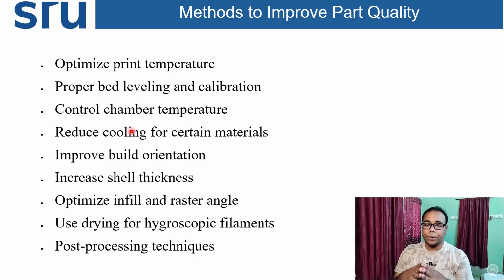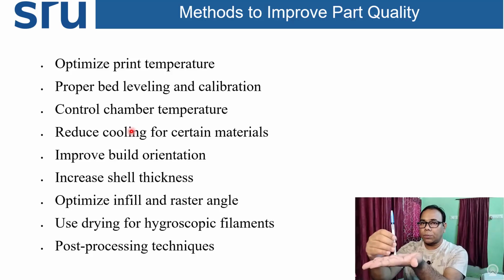Similarly, improve the build orientation. Earlier we discussed that building can be done in the Z direction, layer upon layer, for a certain product. Suppose you can print this pen in the vertical direction. This is one printing orientation. Suppose this is the bed, and on that bed printing takes place, and this way printing will proceed. So this is one orientation.